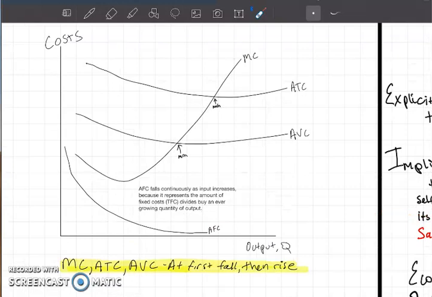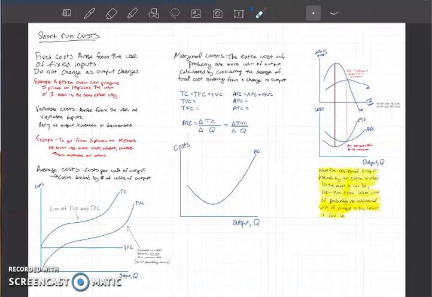Finally, the last important point for this diagram is to note where marginal cost intersects with average variable cost at its minimum, as well as average total cost, again at its minimum. Notice that these minimums do not perfectly align, that our average total cost curve minimum is slightly to the right of the minimum from our average variable cost curve. So there you have it, your short-run cost curves, your short-run cost equations, all in a nutshell.